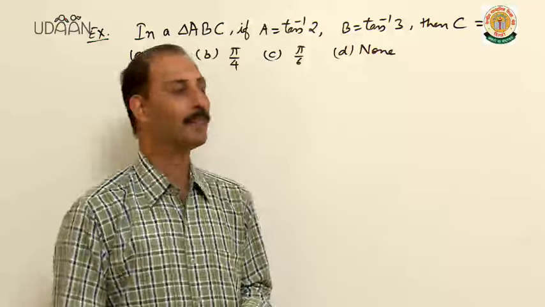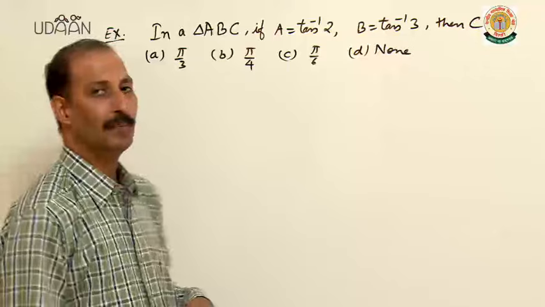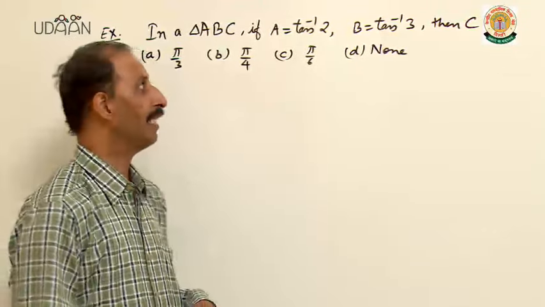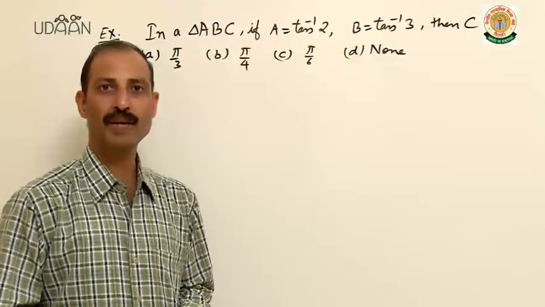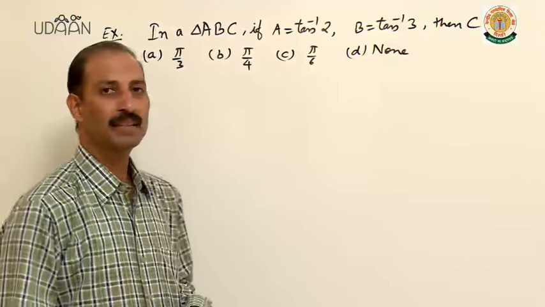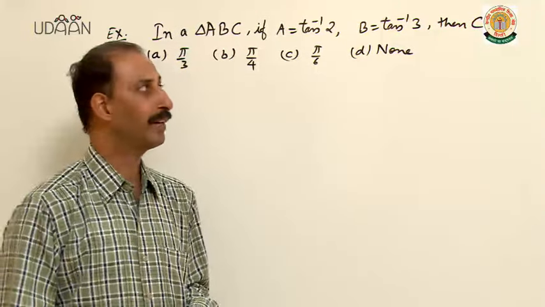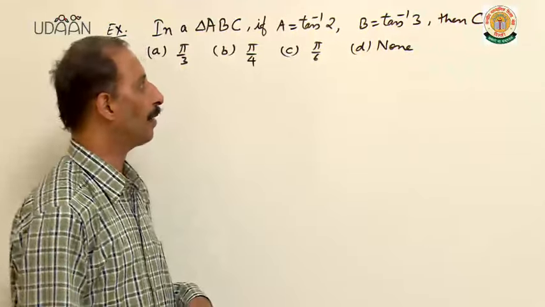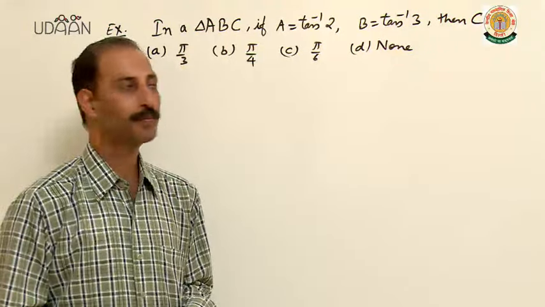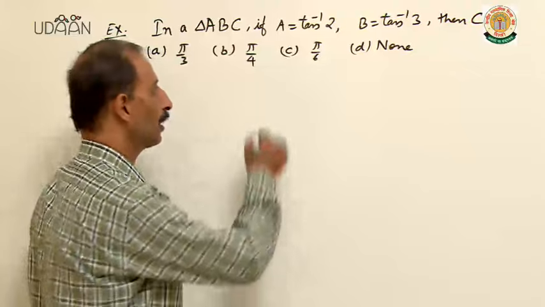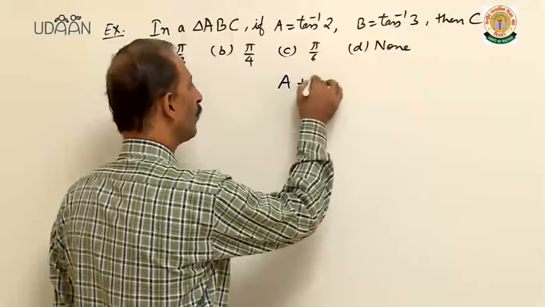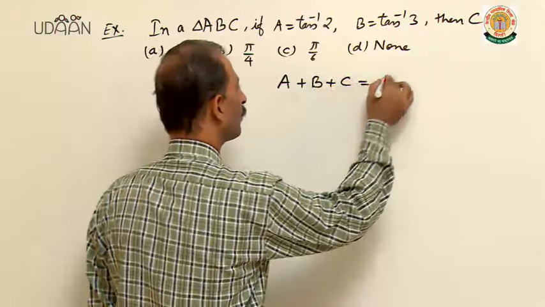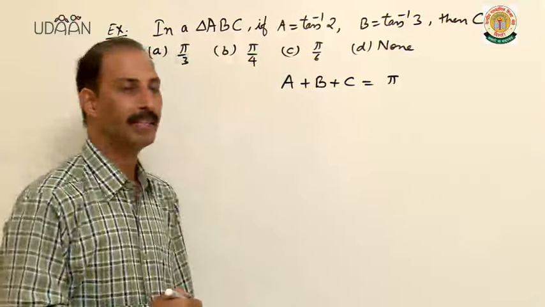Children, see in this example: in a triangle ABC, the value of angle A is tan inverse 2, the value of angle B is tan inverse 3. Then we have to find out the value of angle C. Options they have mentioned here: pi by 3, pi by 4, pi by 6, and none of these. Children, you know, in a triangle, what is the sum of three angles? 180 degree or pi radian.